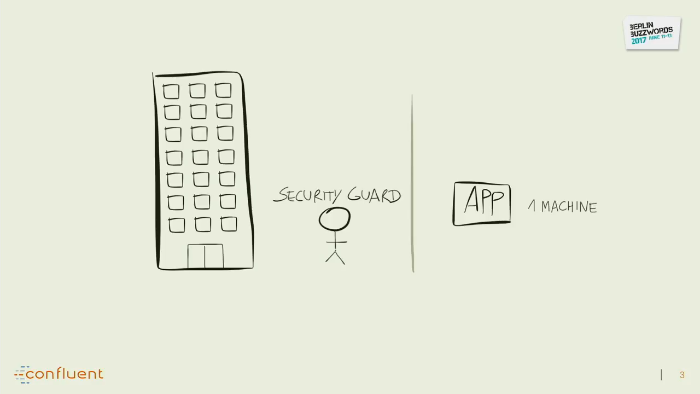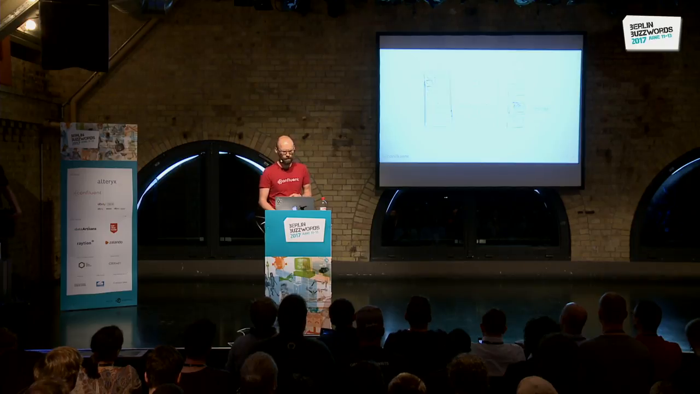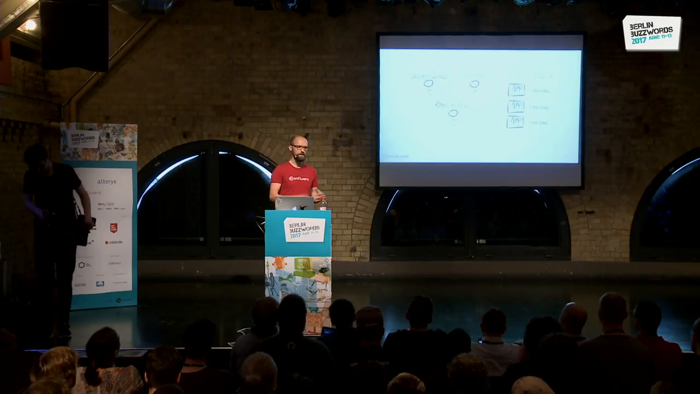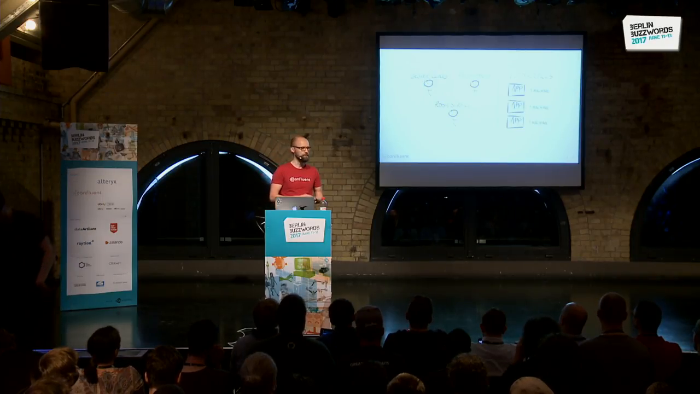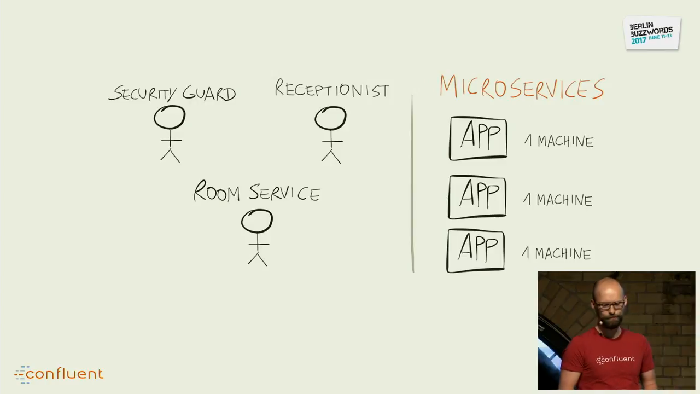As a motivational example, imagine we were to build a hotel business. We would need to implement a few roles, such as a security guard. And on the technology side, we could do this with, let's say, a single application or microservice that runs on one machine. Of course, reality is a bit more complex, so eventually we'd need to add further roles like a receptionist, room service, and so on. Again, more applications running on more of these machines.